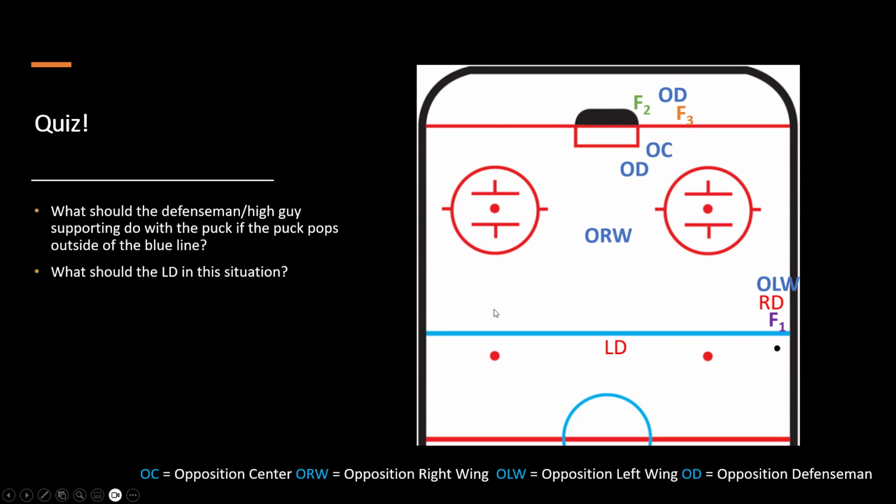Felix, take yourself off mute and tell me what we should do in this situation. I don't know if Felix is here. He's not taking himself off mute. Okay. Isla, I'm going to pick on you. What would you do if you were the purple F1 in this situation and that puck hopped on the other side of the blue line? Would you turn around and fire that puck back in, or would you look to do something different?